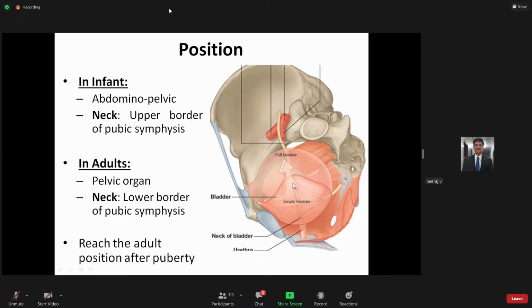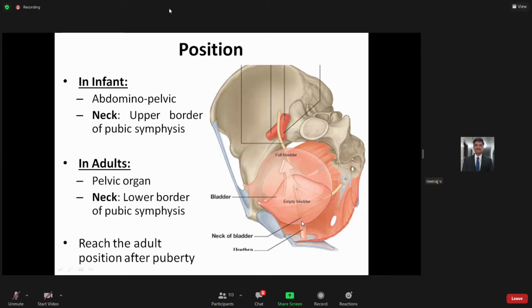And if you look at this picture, this is the neck, that part or the most dependent part of the urinary bladder, from where your urethra is coming out and then going down. So this is the region of the neck. In case of an infant, this neck basically lies at the upper border of the pubic symphysis. And in case of an adult, the level of this neck is basically at the lower end of the pubic symphysis.